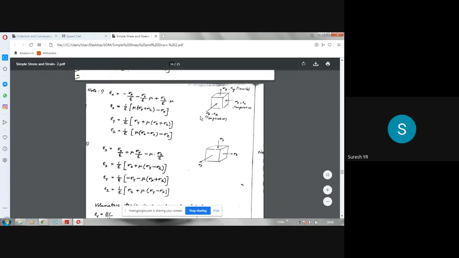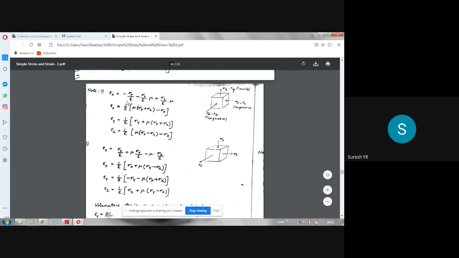Next, coming to sigma z. Sigma z is compressive in z direction. If it is compressive in z direction, it will be tensile in x and y directions. So contraction will be there in this direction, and elongation takes place in the other two directions. That is why I have taken positive. So the effect of sigma z is positive in x direction. It is negative in z direction, positive in x direction, positive in y direction. So sigma z by E into mu.